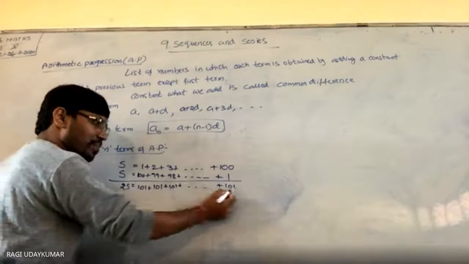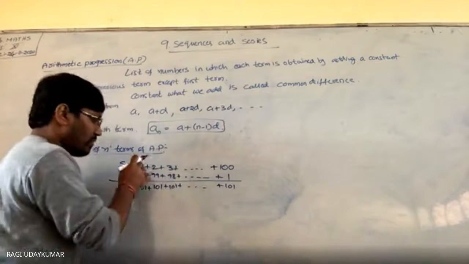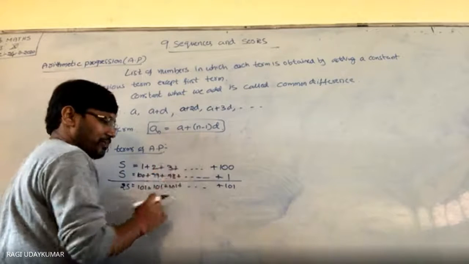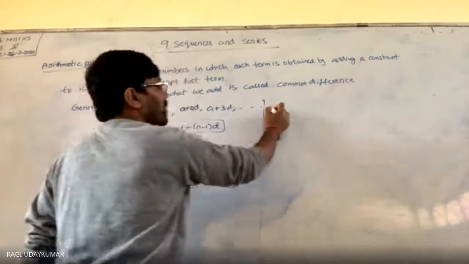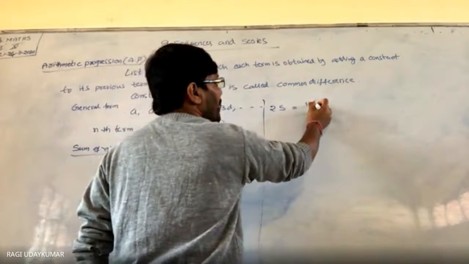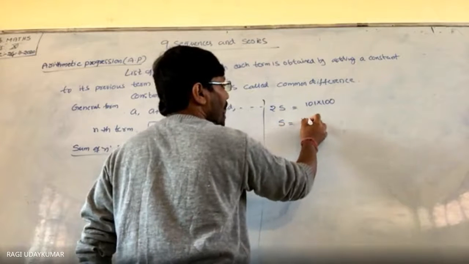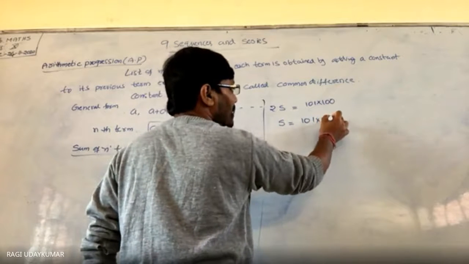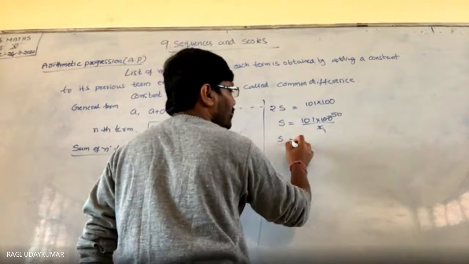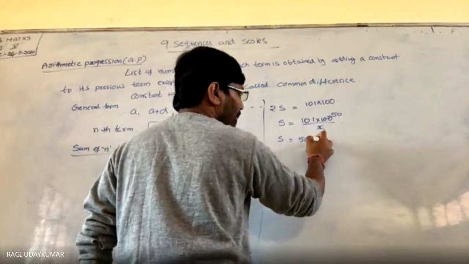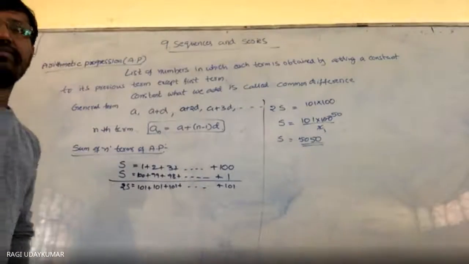So how many times will this be? It will be 100 times, because 1 time, 2 times, 3 times, up to 100 times. 100 times 101 added: the double of the sum is equal to 101 into 100. But we require the sum, so we have to halve it. Then he multiplied this, and the sum he told was, sir, 5050.